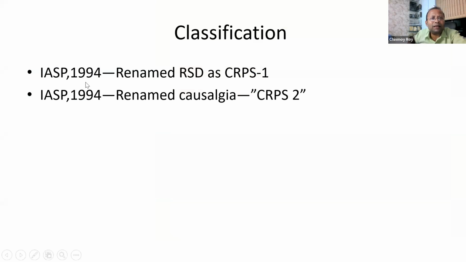So the ISP, as I told you, in 1994 when they renamed, took mainly two names: one is reflex sympathetic dystrophy, one is causalgia. They named reflex sympathetic dystrophy as CRPS 1 and causalgia as CRPS 2. So all are basically CRPS; these are all names of CRPS only, nothing else. But these 2 names were more in use globally, though there were at least 20 names.